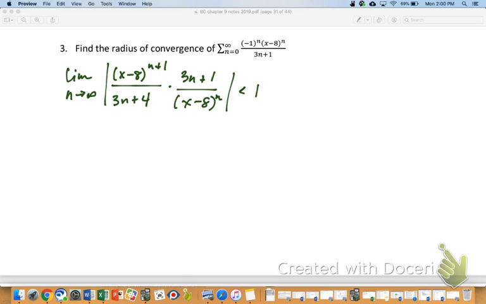Okay. So we do a little simplifying. What results from the x minus 8s? To the first, okay. So it'd be x minus 8 to the first over 1 times 3n plus 1 over 3n plus 4.